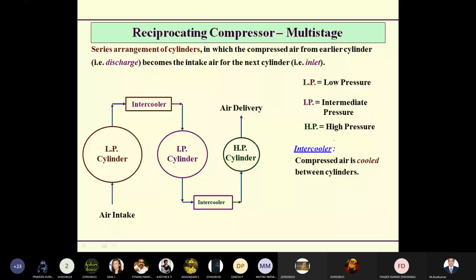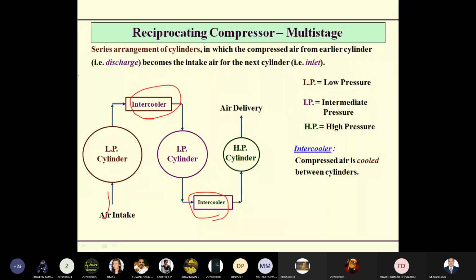So we know very well there are stages. We have a low pressure cylinder, an intermediate pressure cylinder, and a high pressure cylinder. In between the cylinders we have an intercooler. You know what the purpose of the intercooler is. Air is taken into the low pressure cylinder, which compresses the air to some extent. Then it is subjected to the intercooler, then taken into the intermediate pressure cylinder, where it is compressed again. Then it passes through the intercooler again, and is sent to the high pressure cylinder. Then we get the high pressure delivery as the output of this high pressure cylinder.